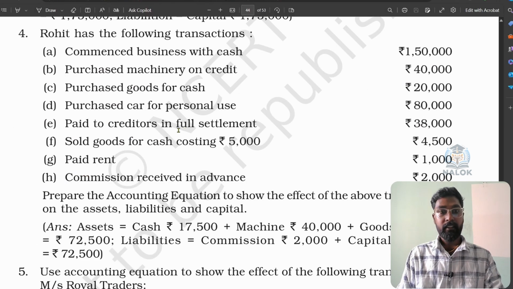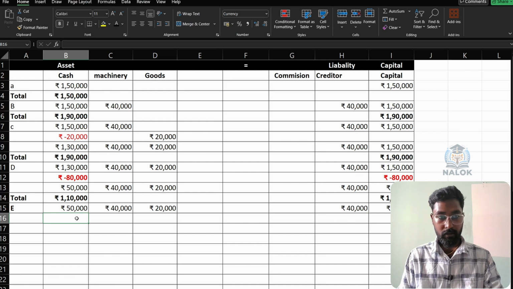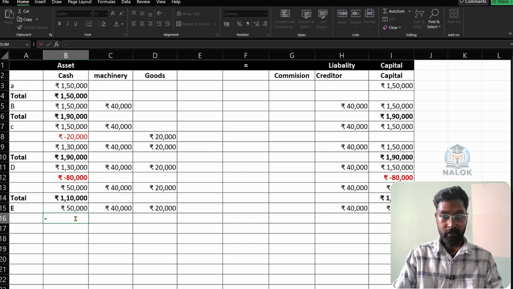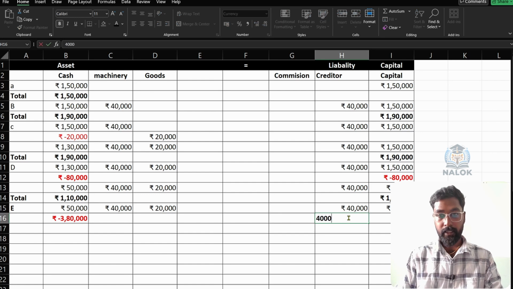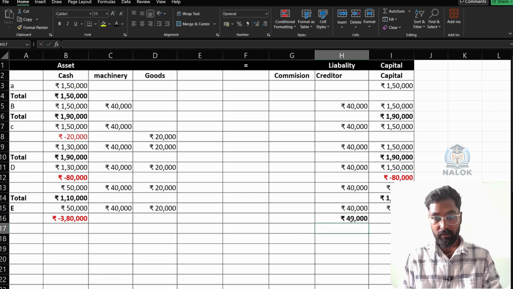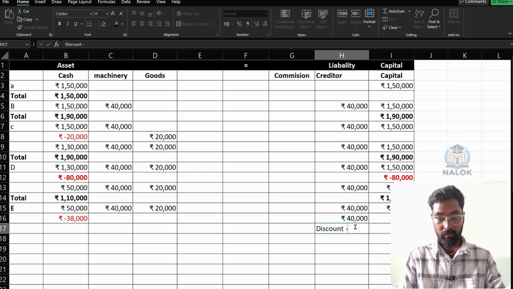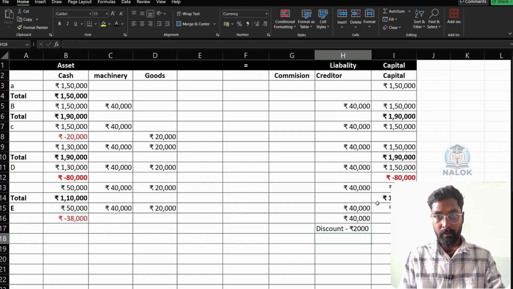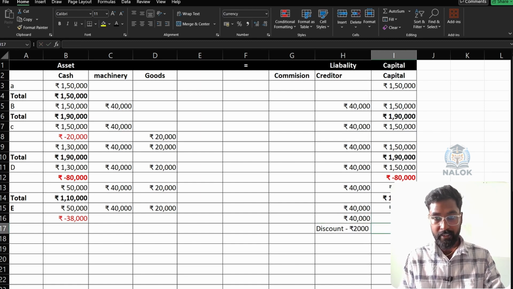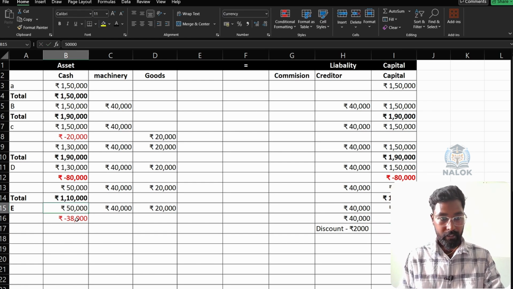Paid to creditor in full settlement. So we have to analyze this statement. Paid to the creditor in full settlement, 38,000. So we paid the creditor 38,000. Okay, full settlement, so we settled the full 40,000. The creditor gave us a discount worth 2,000 rupees. So there is an increase in capital. 2,000 is our profit.